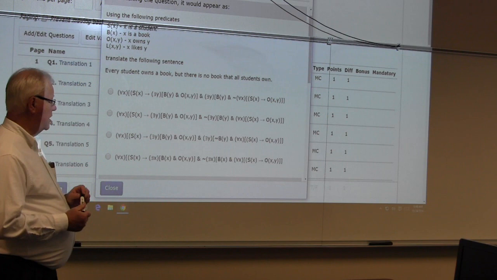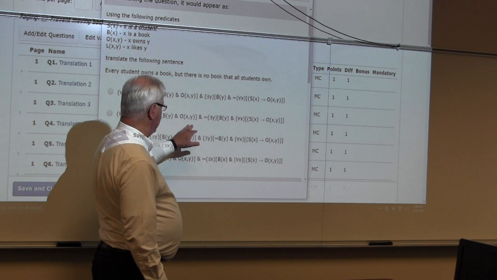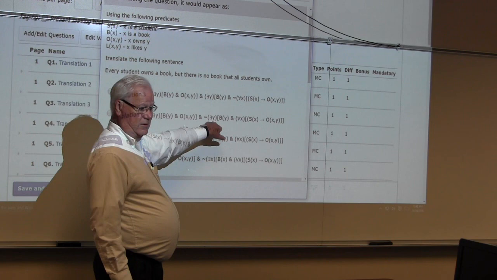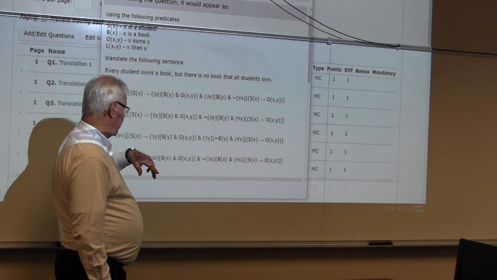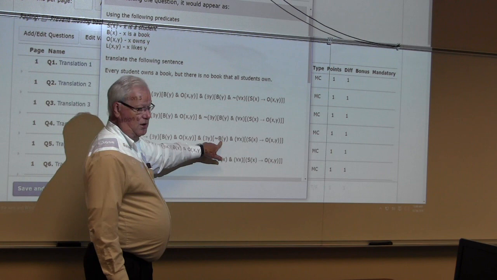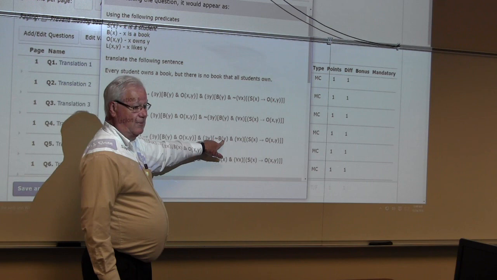And how about down here? There does not exist a Y where Y is a book. So what is the Y? Where, for all X, X is a student, X owns Y. Well, that may be it. Let's see down here. The third one says, there exists a Y where Y is not a book. Well, that's even worse. Because there exists a Y, but Y is not a book. What is Y? So this one is the better answer.